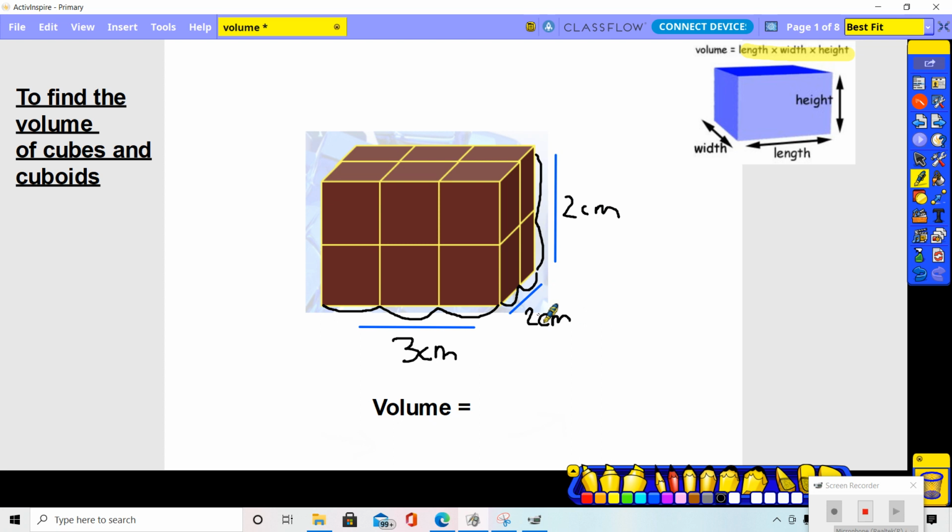Now that we know the three measurements, we can remind ourselves of the formula, and the formula is length times width times height. So we simply multiply these three numbers together. You can multiply them in any order you like, and you'll get the same answer. We'll start by doing 3 times 2, which is 6, and we then multiply our answer of 6 by 2. This gives us a volume of 12 centimeters cubed. And for volume, you will always add the cubed symbol at the end.